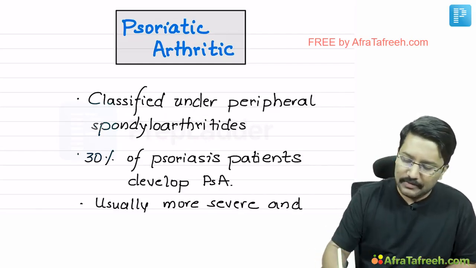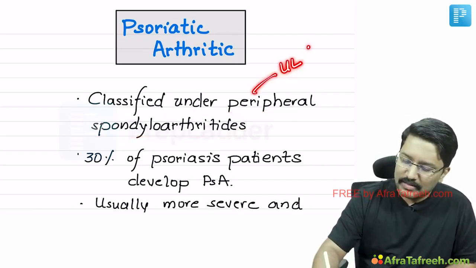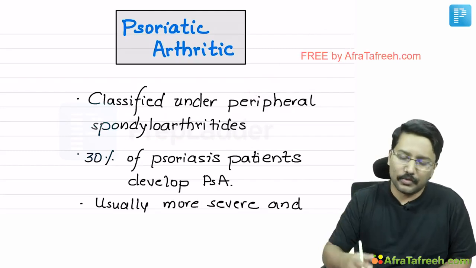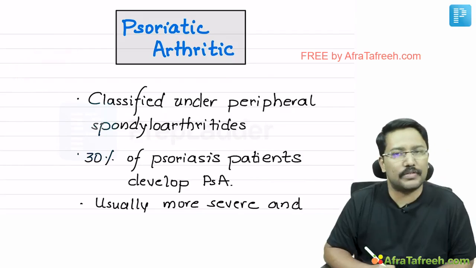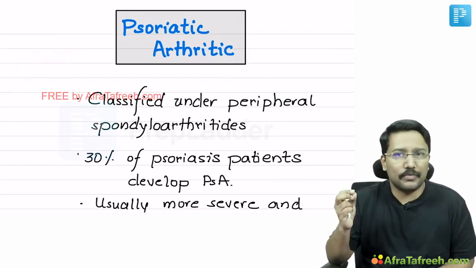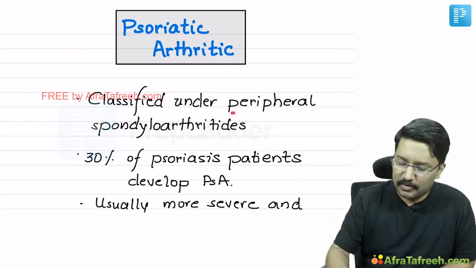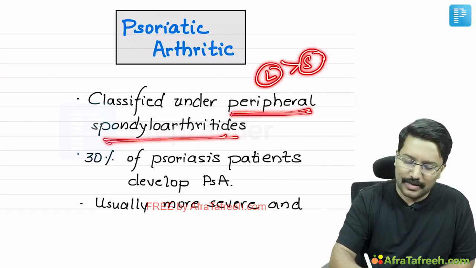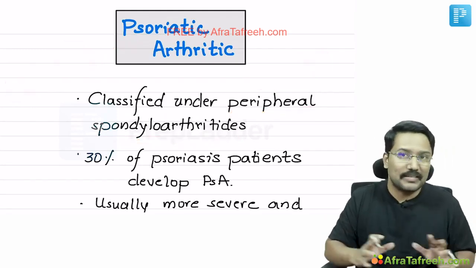What are the exceptions? Generally, when I say peripheral spondyloarthritis, we know that upper limb involvement is less common than lower limb, so it is predominantly affecting the lower limb joints. But in case of psoriatic arthritis, upper limb is more affected, hand joints are more affected than the lower limb joints. The exception number 2 is that psoriatic arthritis usually affects small joints. But in case of all other peripheral spondyloarthritis, the characteristic involvement is large joints more than small. But in case of psoriatic, the small joint involvement is characteristic more than the large joint involvement. So that is what sets it apart from the other things.